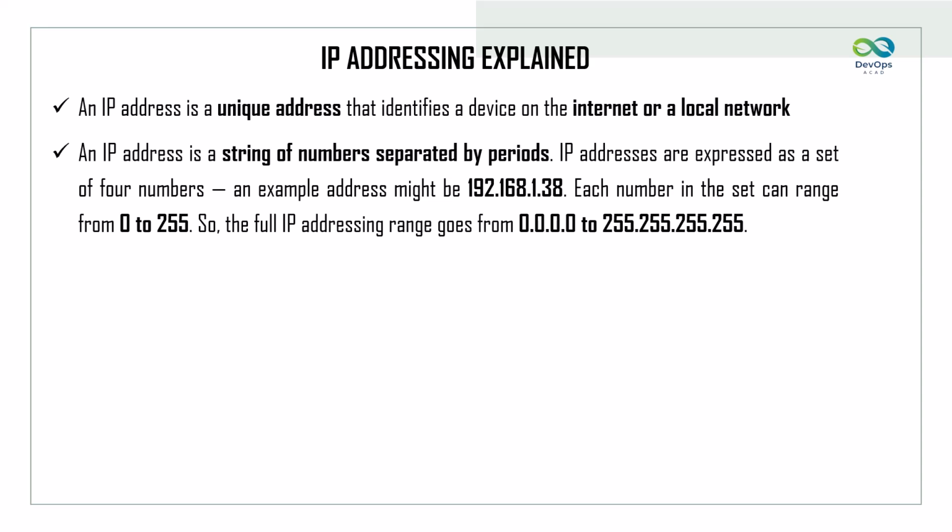Each number in the set can range from 0 to 255, which means you can't find an IP address that is 256 dot something. You can't find an IP address that is 296 dot something. You can't find an IP address that is 300 dot something. Basically, the highest number you can see is 255. So you cannot see an IP address that is maybe 400.200.300.100.